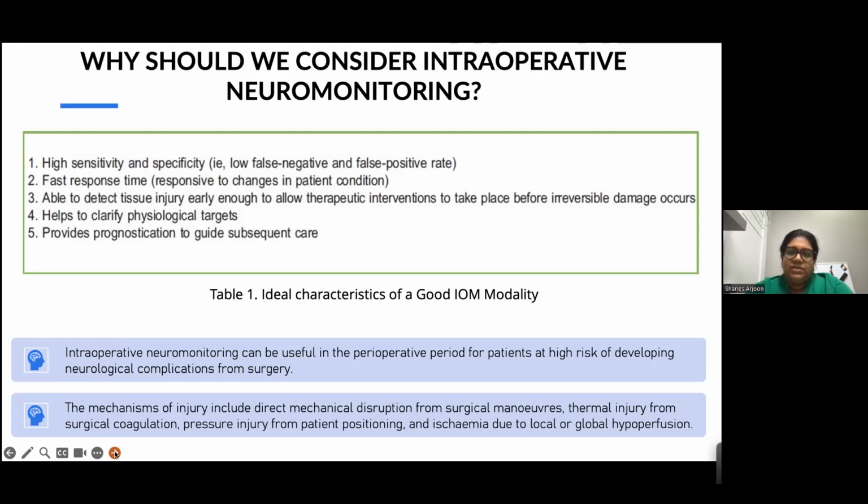The ideal characteristics of a good intraoperative monitoring modality is that it is highly sensitive and specific, so that is a low false negative and false positive rates. There's fast response time, so responsive to changes in patient condition, the ability to detect tissue injury early enough to allow therapeutic interventions to take place before irreversible damage occurs, and to help to clarify physiological targets and provide prognostication to guide subsequent care.